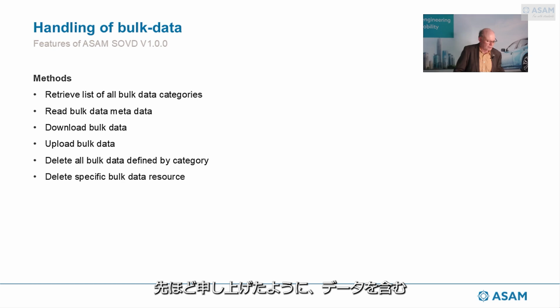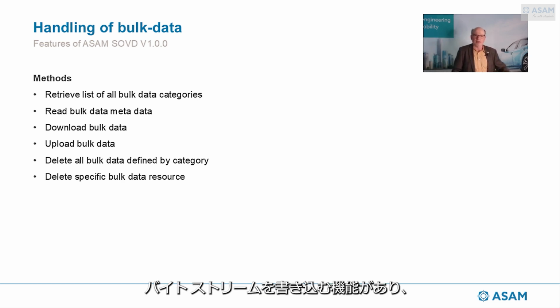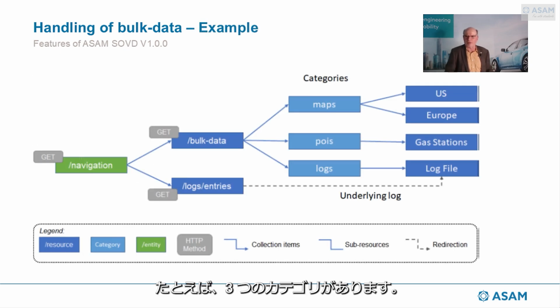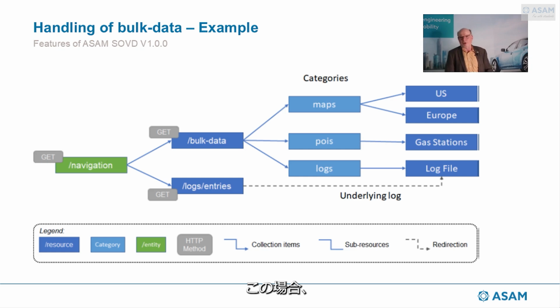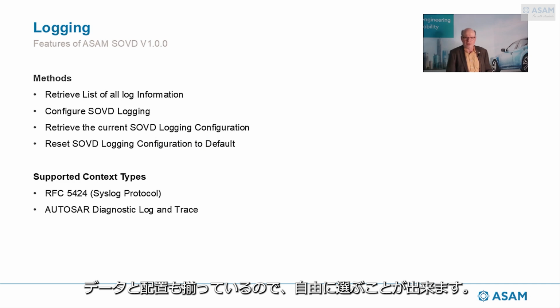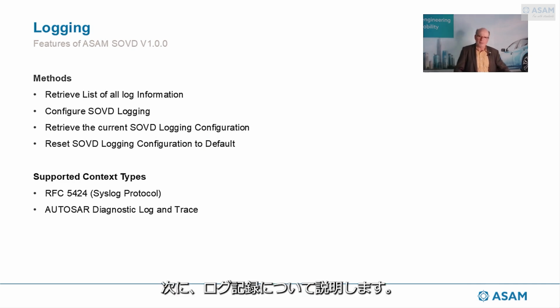Yeah, handling of bulk data. I told you we have there the possibility to write byte streams with the bulk data, and the bulk data categories are specific from the vehicle supplier. Here you see, for example, I have 3 categories, POIs, I have logs, I have maps, and you can select whatever you want to have.